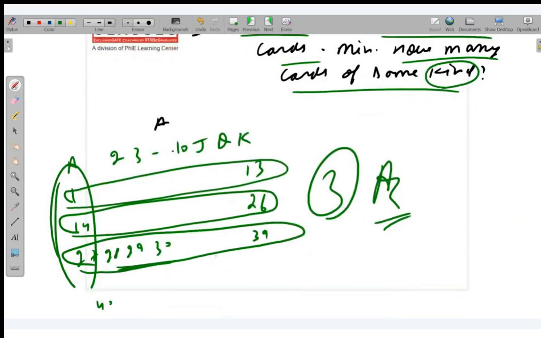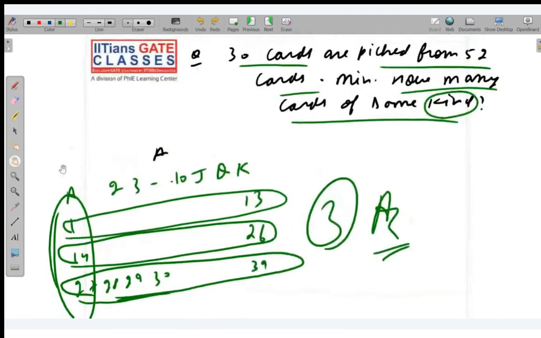At least 3 will be of the same type. That is for guarantee. That is the question. With guarantee we have to say. So 3 is the answer.